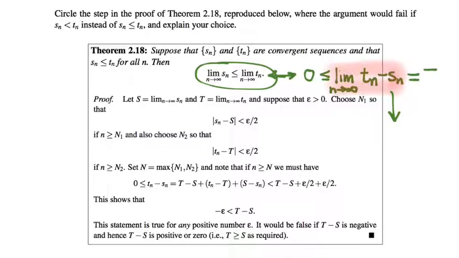Right, so this is equal to t minus s. And we know this is equal to t minus s just by the limit properties theorems.